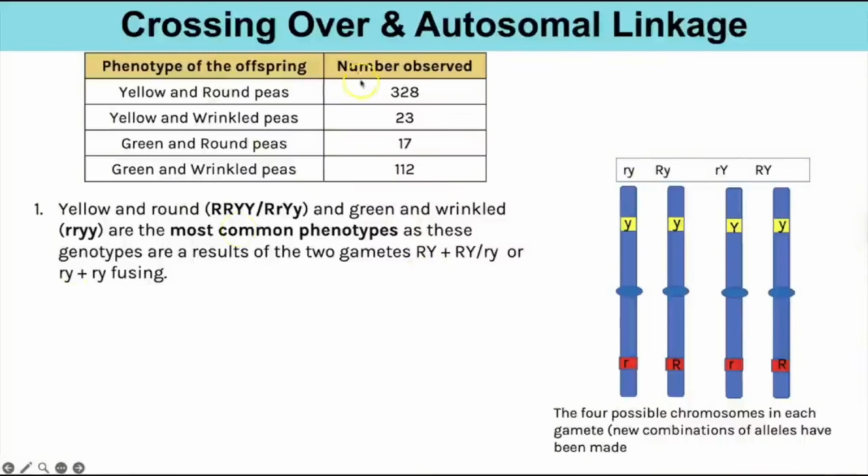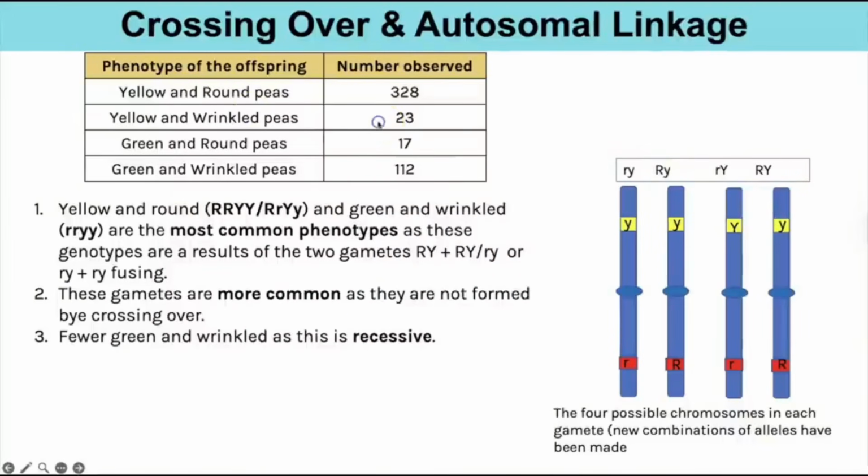So those are the most common, the top and the bottom are the most common because those gametes are not a result of crossing over in meiosis, and crossing over is rare. Now, the reason we have fewer green and wrinkled compared to yellow and round is there's 2 possible genotypes compared to only 1 for those phenotypes. And that's because green and wrinkled is recessive. So here we can see the heterozygous genotype still gives us yellow and round. So that's why there's the most yellow and round, then the green and wrinkled.